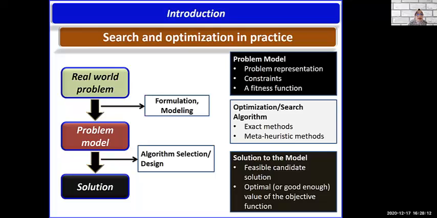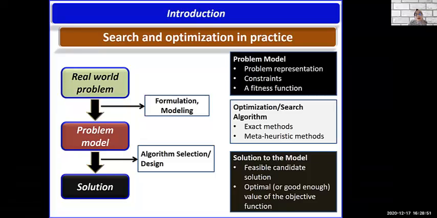Okay, some research start with a real-world problem. So they try to formulate and model the problem. So in order to do this, they have to decide the problem representation, the constraint in that problem, the fitness function, identify all the constraints and what is the evaluation function and so forth. So after they have identified this, then they have to select the algorithm or the method that is suitable to solve that problem. So this is algorithm selection or design.